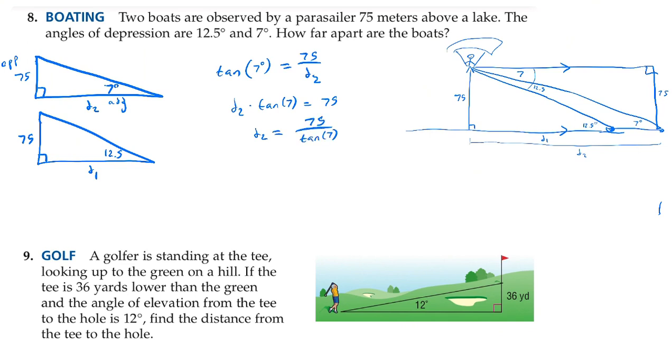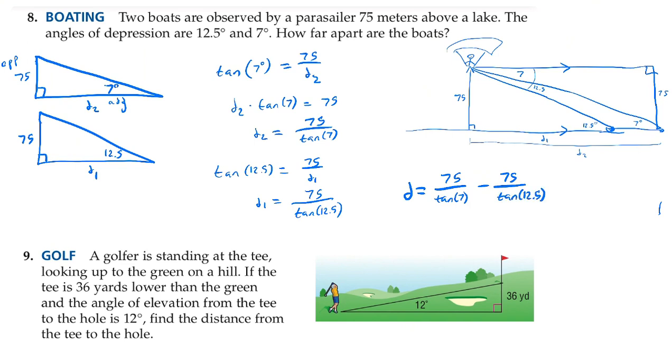We do the same thing for the first distance. The tangent of 12.5 equals 75 divided by d1. Rearranging the same way, we get distance 1 is 75 over the tangent of 12.5. And then all we do is subtract. So the distance between the two boats is 75 over tangent of 7 minus 75 over tangent of 12.5.